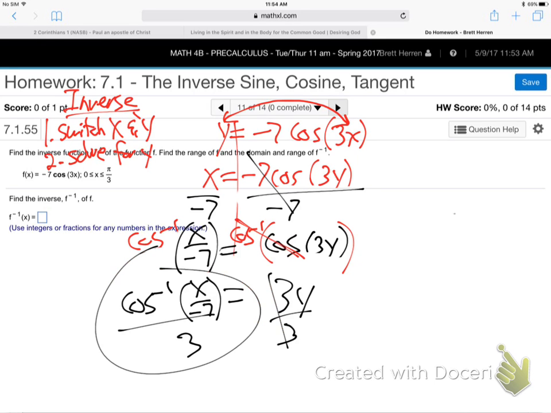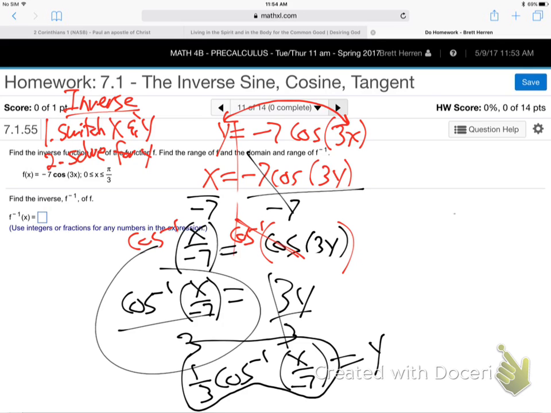You can leave it that way, that's fine. If you want to put the 1/3 in the front, that's okay too. It's fine either way. Both of these are good answers. I'll circle them both. Either one's fine with MathXL and with me. That's the inverse function. Is that good? So we switched x and y and solved for y. It was a little painful. There it is.